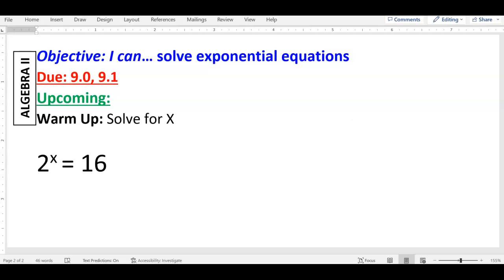Our warm-up, we are solving for x. When you solve for x, I'm asking you what x is going to be to make this true. So 2 to what power is 16? Or 2 times itself, how many 2's multiplied to make 16? What do you think?